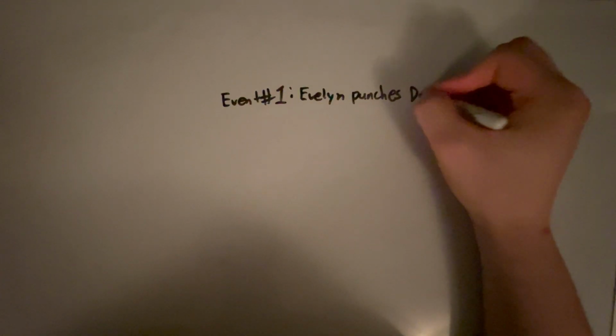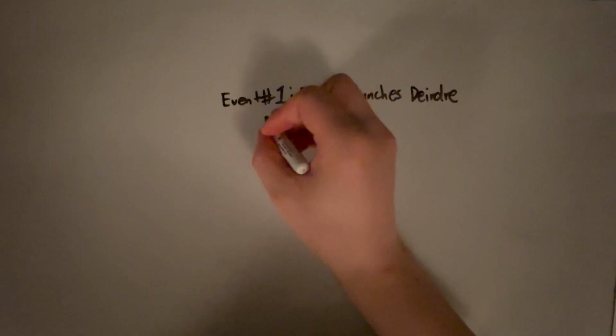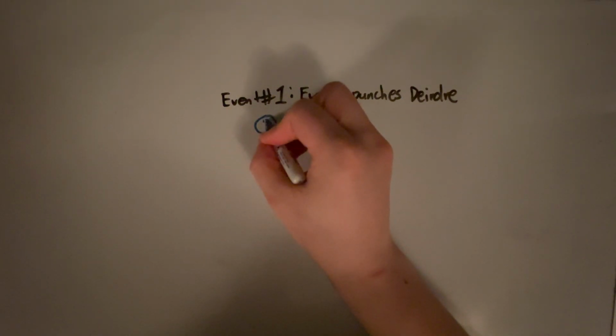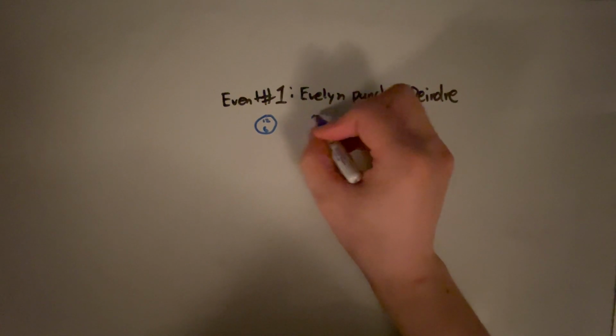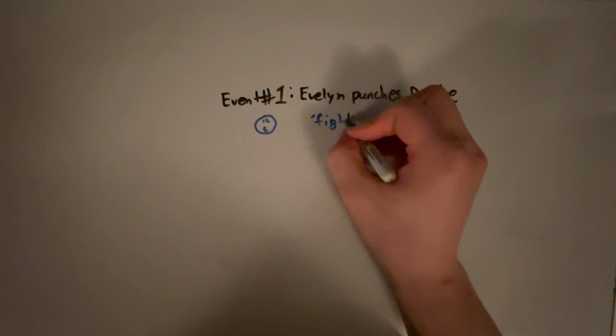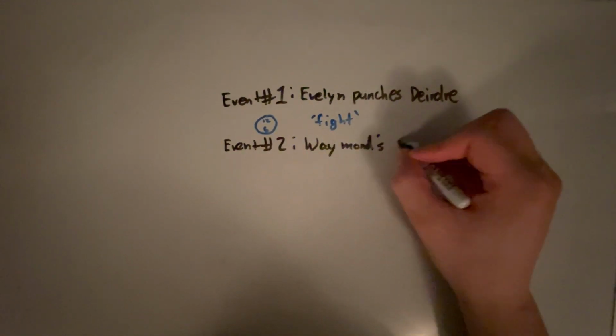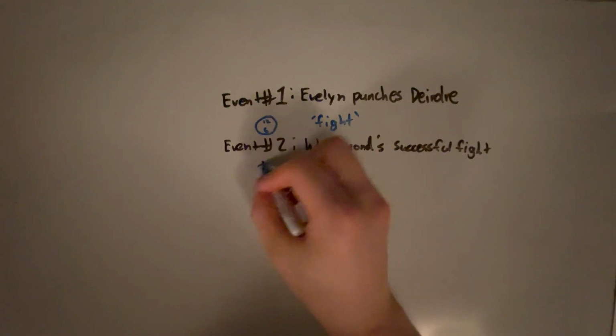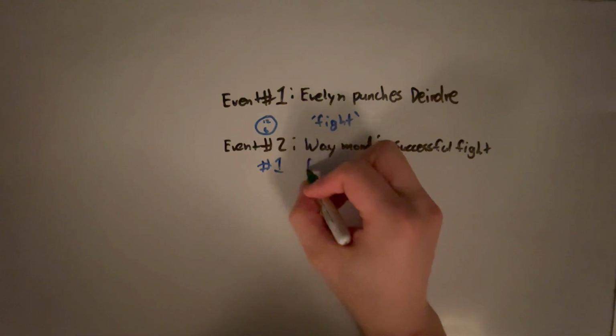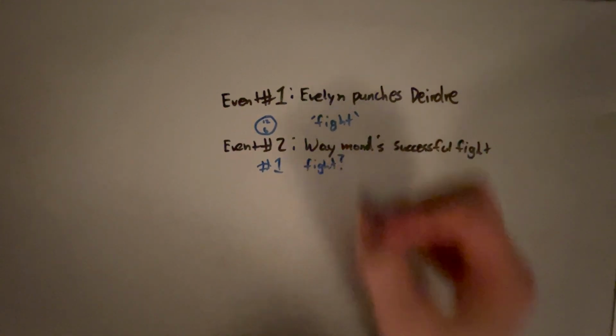Event number 1, Evelyn punches Deirdre out of confusion. Factors for this event include Deirdre coming to the elevator at that time and Wayman mentioning to fight. Event number 2, Wayman's successful fight at the IRS building. Factors include event number 1 occurring and Wayman's decision to fight.